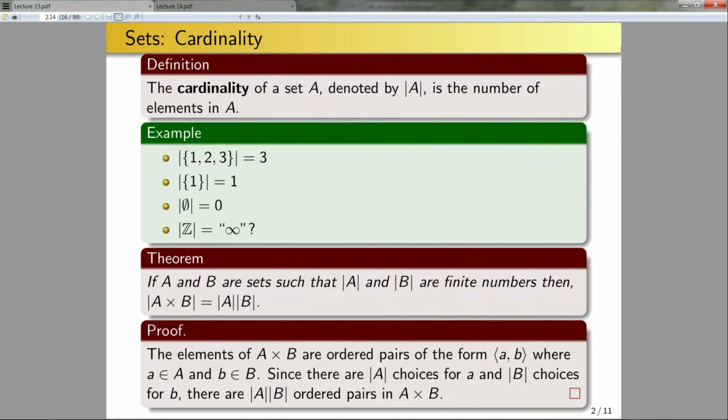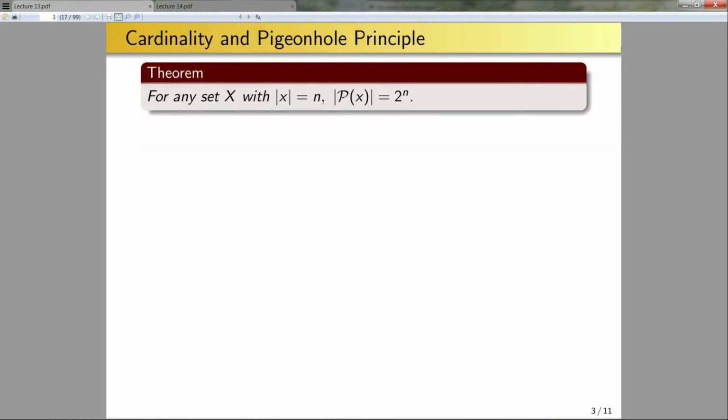So now let's look at one more theorem. For any set X with cardinality n, the power set of X has cardinality 2 to the n. So we will prove this later when we get into combinatorics, but it is a useful fact to know.